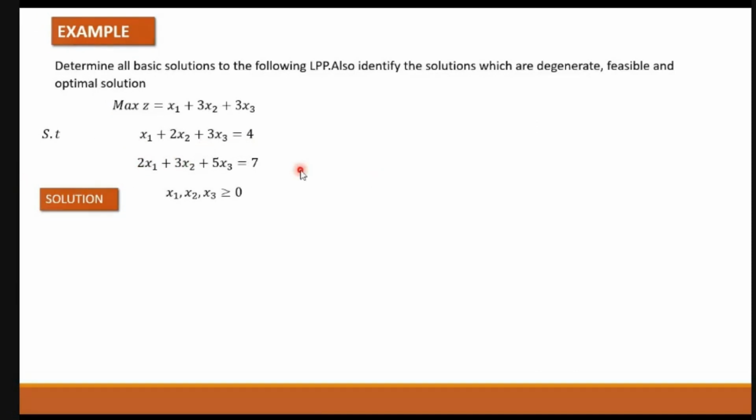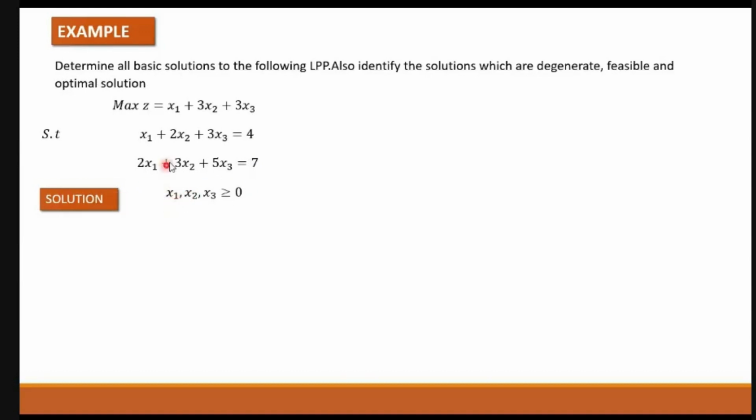How many constraints are given in the problem, in this first problem? No, it is not 3. This part is not called a constraint. This is a non-negativity constraint. Only these are the 2 constraints. The last one is not called a constraint, it's called a non-negativity constraint.